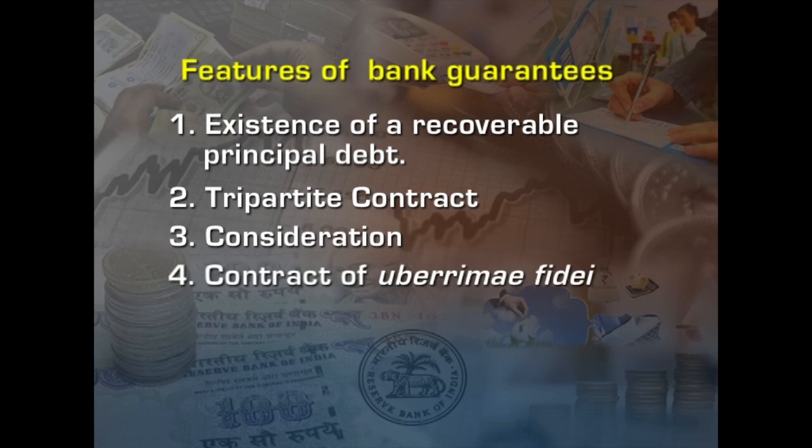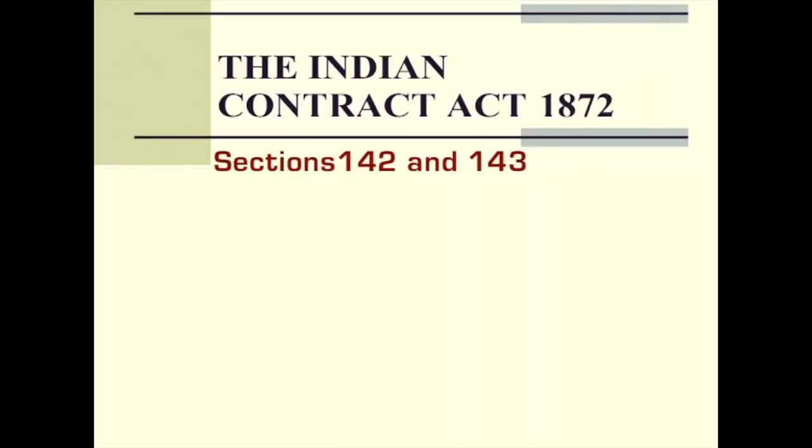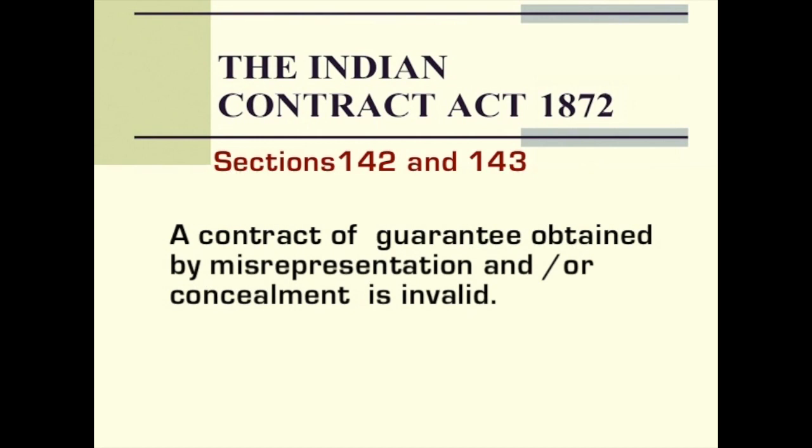4. Contract of uberrima fides. The contract of guarantee is not a contract of uberrima fides, that is, a contract which requires full disclosure of all material facts by the parties, unlike the contract of insurance. However, Sections 142 and 143 of the Indian Contract Act provide exceptions to this rule that a contract of guarantee obtained by misrepresentation and or concealment is invalid.